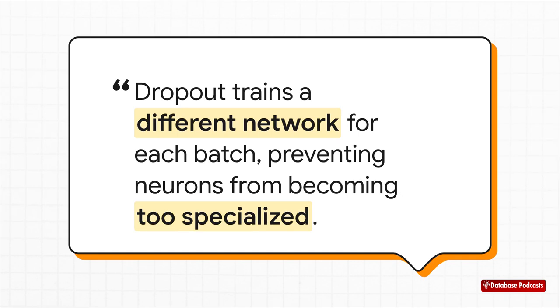So why on earth does this work? Well, it's because no single neuron can get lazy and rely on its neighbors. Since any of its neighbors might disappear at any moment, each neuron has to learn to pull its own weight. This forces the whole network to learn multiple, independent ways of representing the data, which makes it way more robust and a lot less likely to overfit.